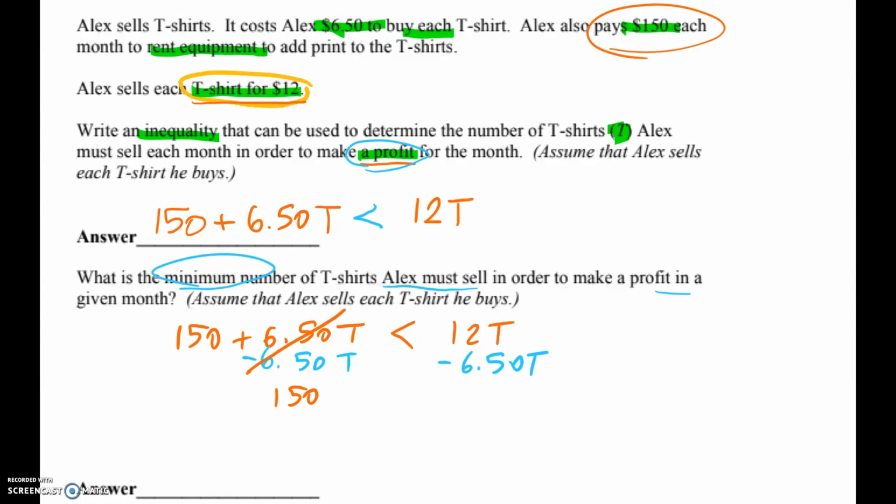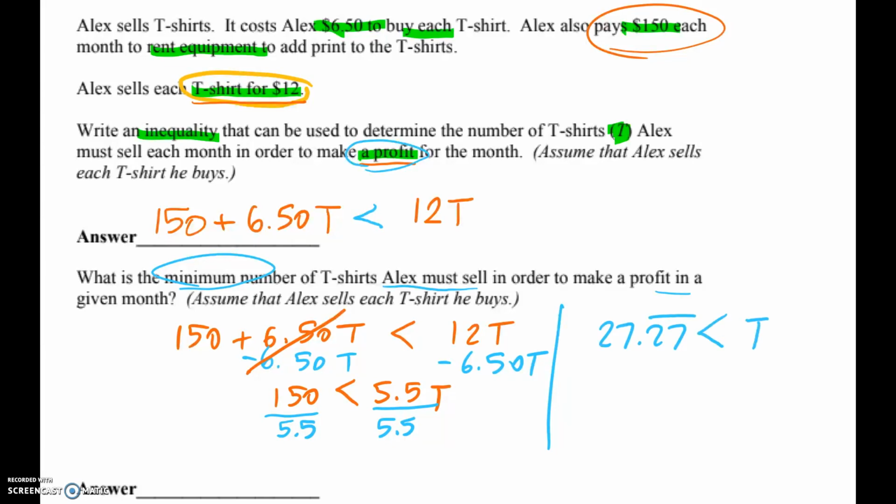150 is less than 12 minus 6.5, which is 5.5t. All right, last step, I need to divide both sides by 5.5. 150 divided by 5.5 is 27.27 repeating. So 27.27 repeating is actually less than T. Remember, T is the number of t-shirts.